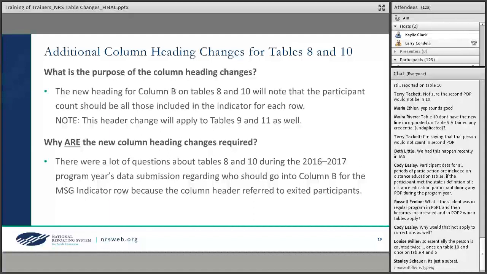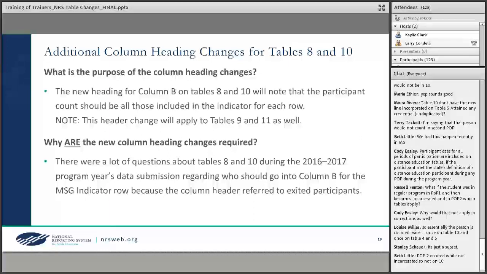Does that make sense? Yeah, but I don't. That isn't the question still, Jay. Let's say you're an individual who's in prison, you go to adult ed, you get released. Then you come back and enter another adult ed program. Where would you put that person?